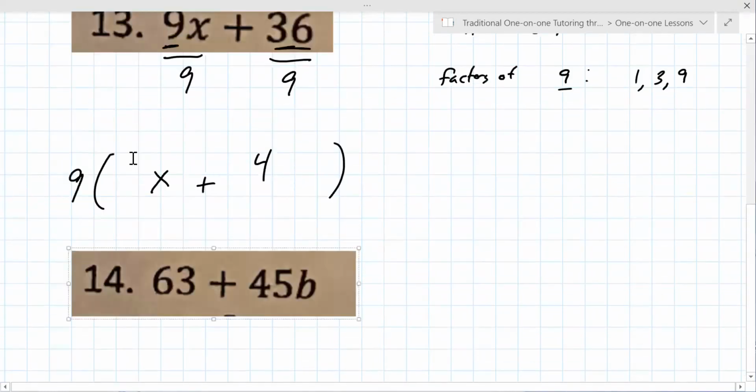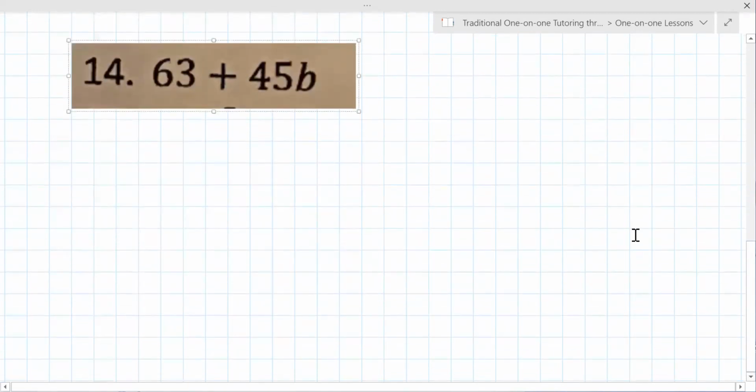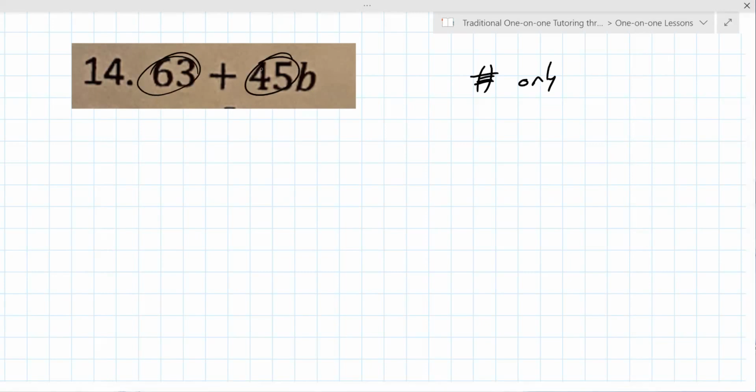All right. So do you have that copied down? Okay. So let's look at 14. Again, this is a number only. So you're looking at 63 and 45. Any idea of a number that goes into both? Doesn't have to be the biggest number. Any number that goes in both.